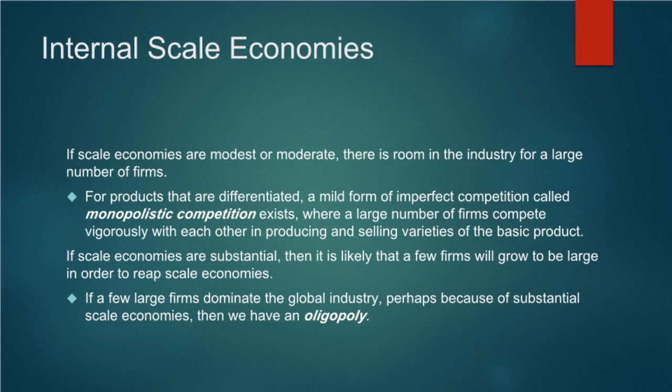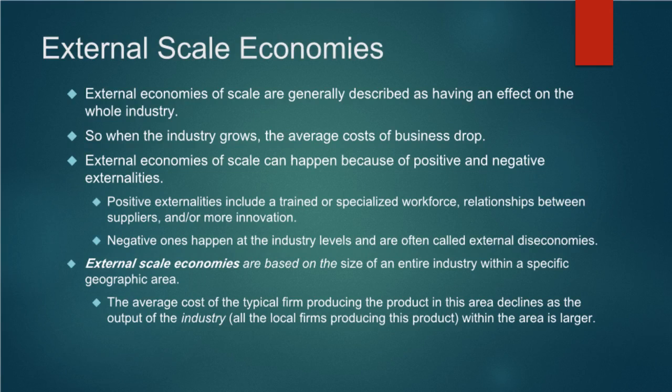A large number of firms can join an industry if the economies of scale are moderate. In addition, if products can be differentiated, the resulting market structure is called monopolistic competition, wherein a large number of firms compete in production and selling of product varieties. If scale economies are substantial over a large range of output, then it is likely that a few firms will grow to be large in order to reap scale economies. If a few large firms dominate the global industry, perhaps because of substantial scale economies, the resulting market structure is called an oligopoly.